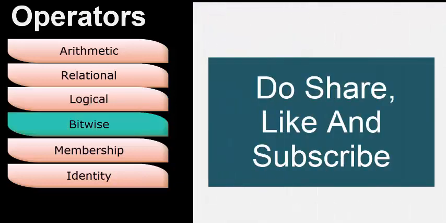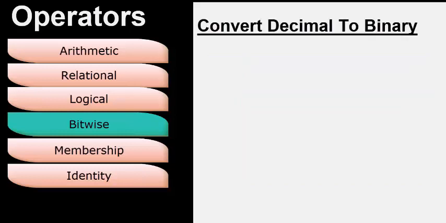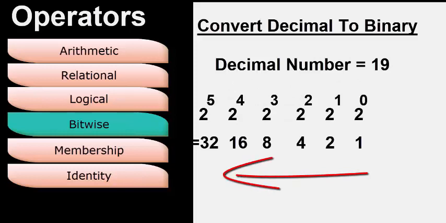Next is bitwise operator. But before we start, let's understand how to convert decimal number to binary and vice versa. Let's consider the decimal number 19. Then to convert it to binary, we first need to know here that binary number has base of 2, that is 0 or 1. So here we write multiples of 2. 2 raised to 0 meaning 1, 2 raised to 1 that is 2, 2 raised to 2, 4, 2 raised to 3, 8, 2 raised to 4, 16, next 2 raised to 5 that is 32.